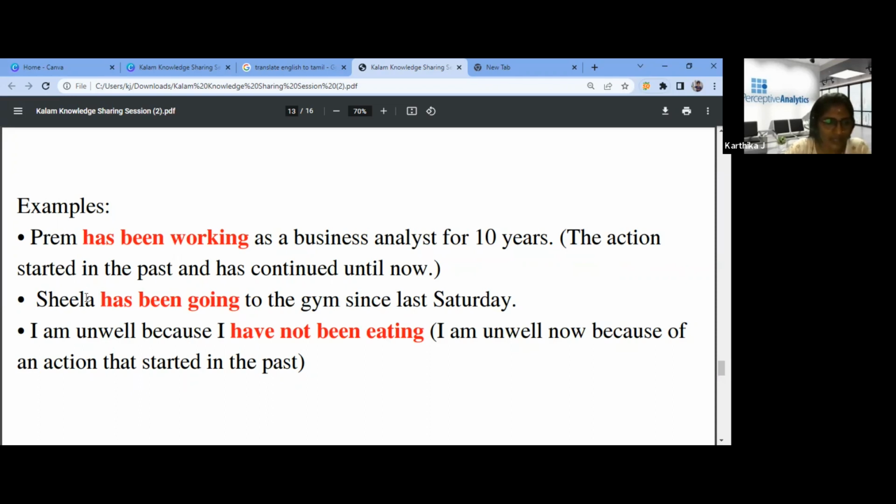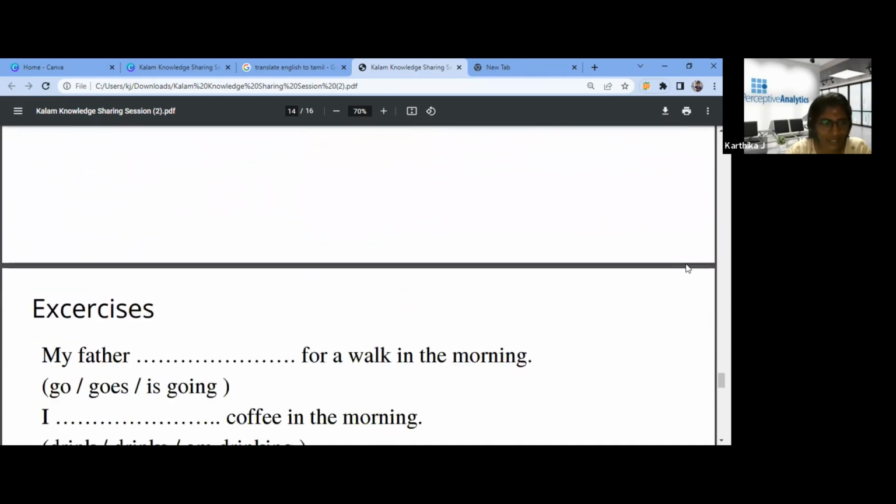So next example is Sheila has been going to the gym since last Saturday. It started last Saturday, but it is still going. The process is still going. So that's why we are using verb plus ing. So next one is I am unwell because I have not been eating. So it means I am unwell now because of an action that started in the past. Like we can see some exercises for this.